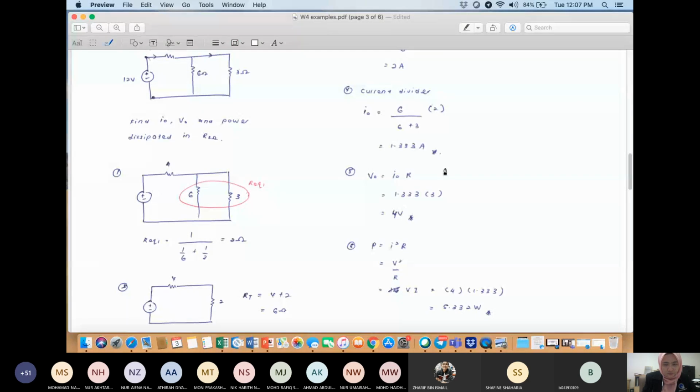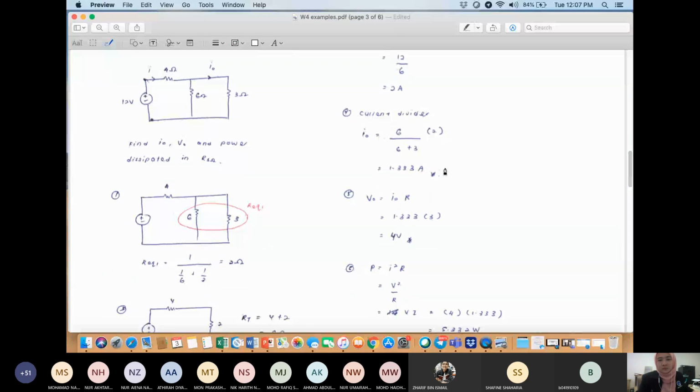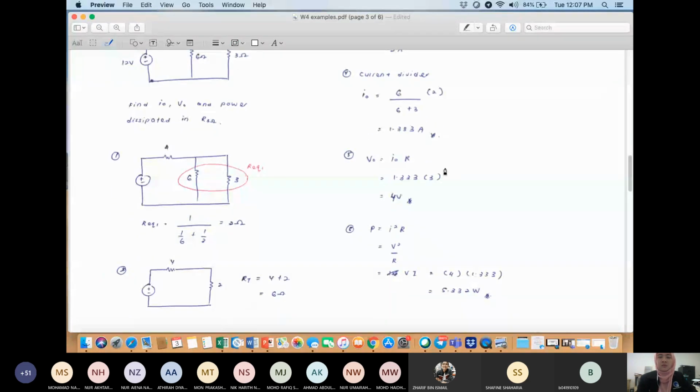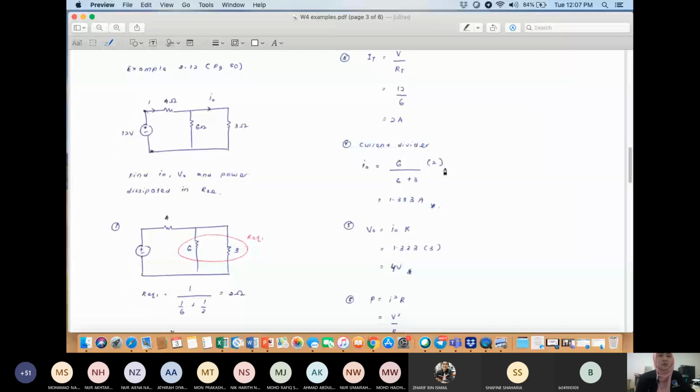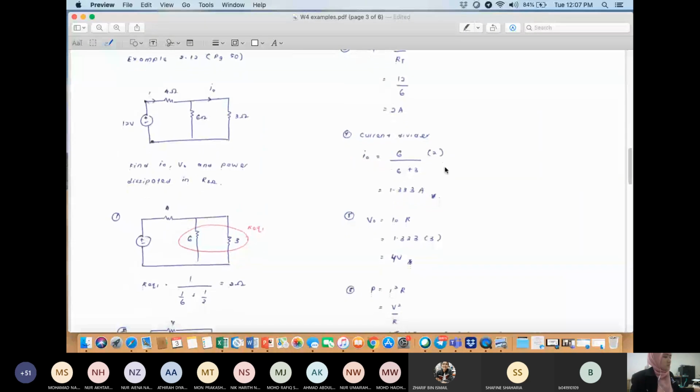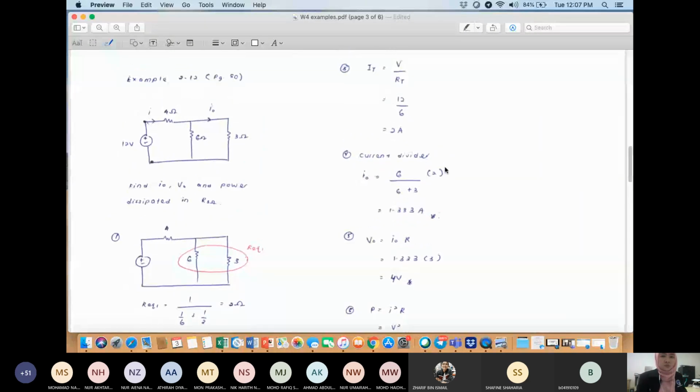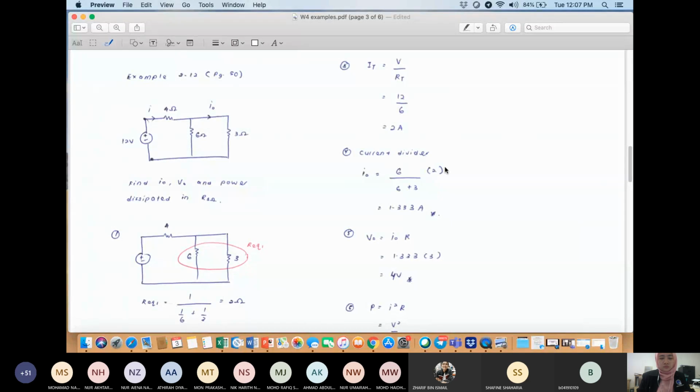Correct? Okay. So any question for example 2.12? Please jot this down.